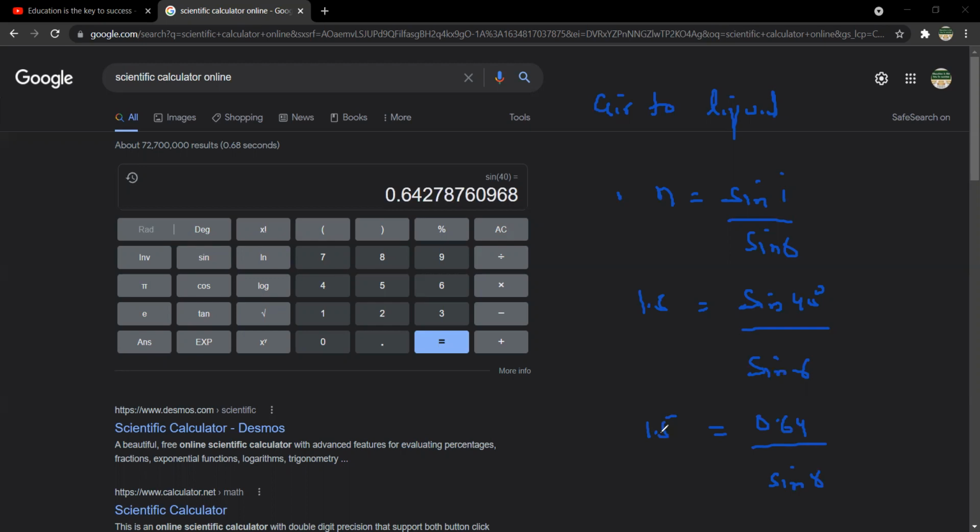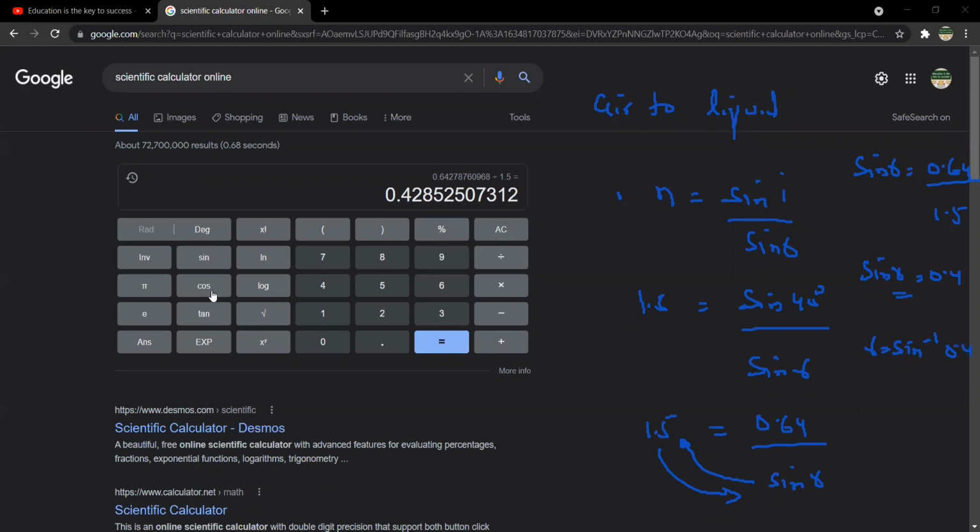Then sine r will move to the other side, sine r will move to the numerator and 1.5 will come in the denominator, cross multiply. So sine r is equal to 0.64 divided by 1.5, which is equal to 0.42. So sine r is equal to 0.42. We need r only, so sine will move to the other side. It will become sine inverse 0.42.